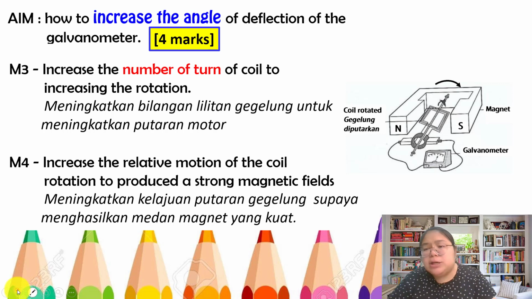Normally the explanation should be the same, but you don't repeat it. If just now you said it produces a stronger magnetic field, then for another one you use another explanation. You can say they cut the field more frequently, also can. So this one is a 4 marks question. The last one, sure, is an essay. It's 10 marks.